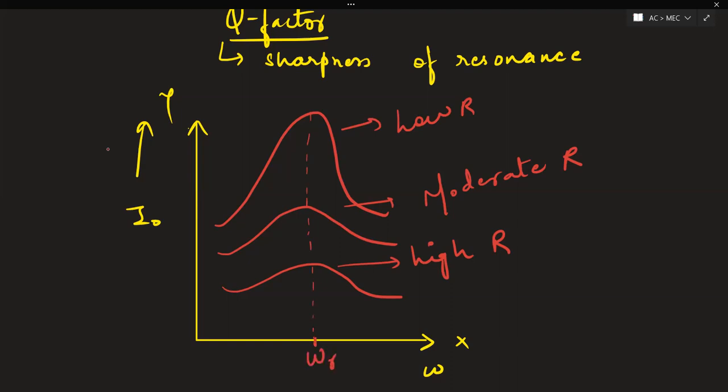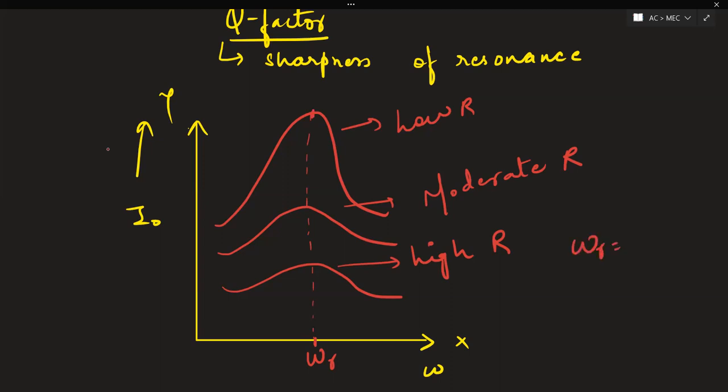Fine. So this shows the variation of current amplitude I naught in a series LCR circuit with the angular frequency omega. For three different values of R, low value, moderate value, high value, this is the variation. So current amplitude has a peak at the resonance frequency. This is the resonance frequency. Peak is exactly at the resonance frequency.